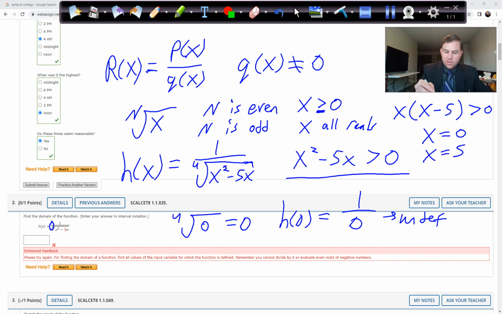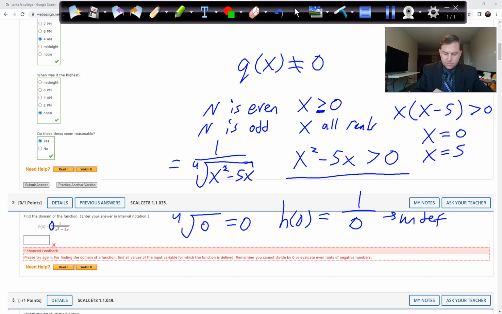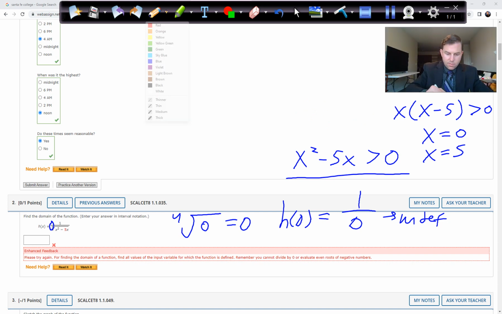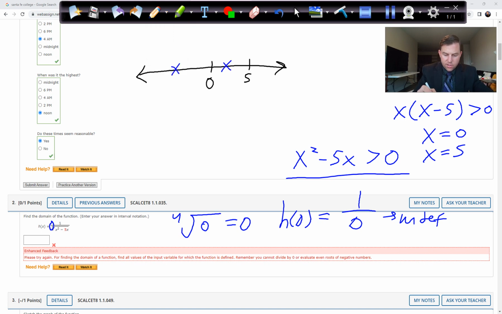And now what you have to do is form a number line, and we're going to plug in those 2 points of interest. Let's plug 0 right in the center, and then our other point of interest is 5. And now we have to pick numbers: 1 to the left of 0, 1 in between 0 and 5, and 1 bigger than 5. I'd pick negative 1, positive 1, and 6.